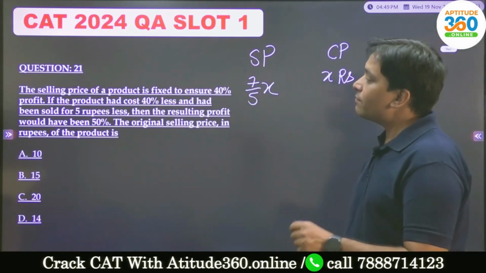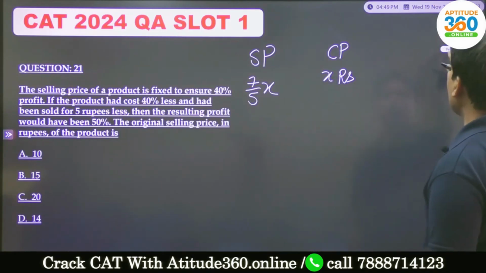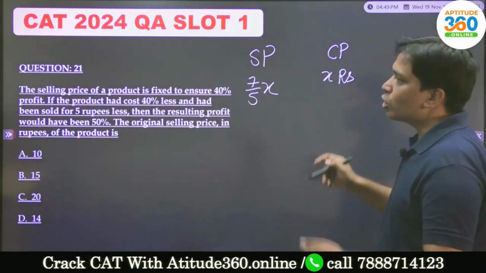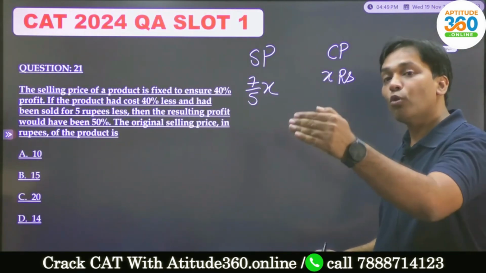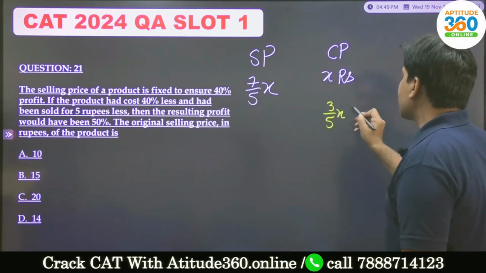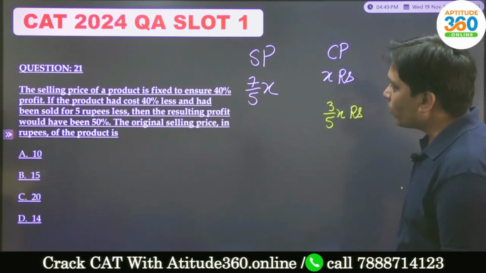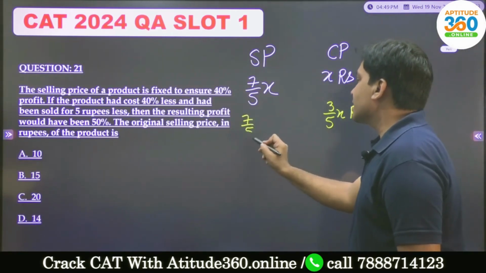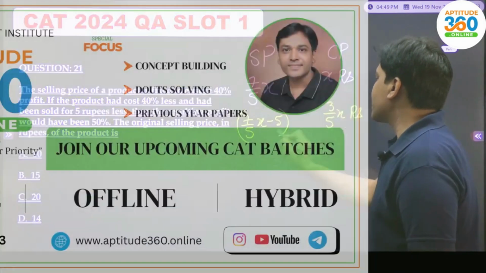And the problem says if the product had cost 40% less. So if the product is going to be costing 40% less, what is 40% less? The price will be 60% of what it was. So 60% of this value will be what? 3 by 5x rupees. 60 by 100 is 3 by 5. And the problem says, what if it was sold for 5 rupees less? Then 7 over 5x minus 5 rupees, these many rupees.